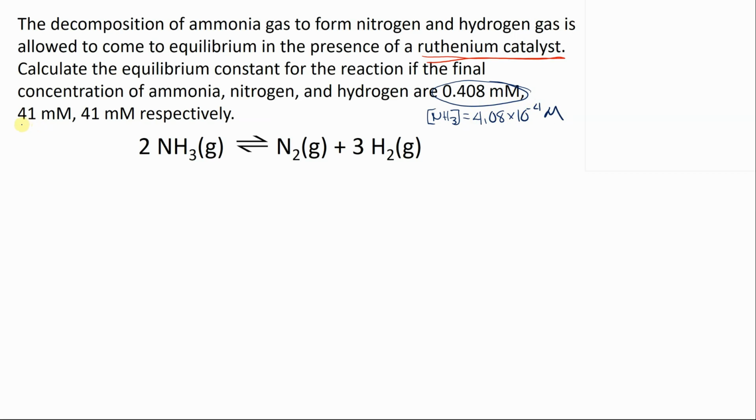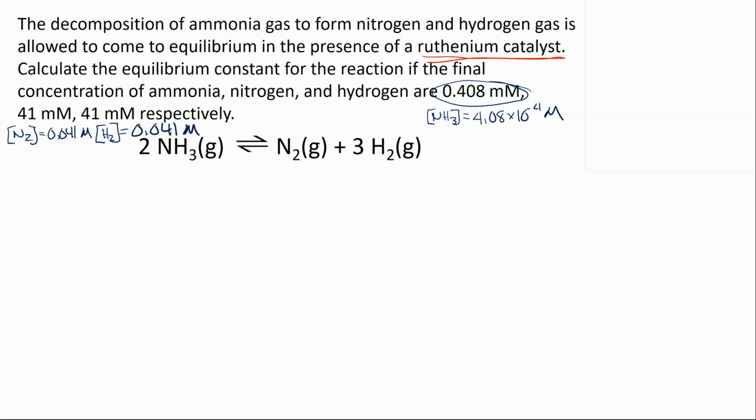These are the concentrations of nitrogen and hydrogen, and they're in units of millimolar as well. We need to change those to units of molarity, so this is 0.041 molar and 0.041 molar. So make sure all your units are in units of molarity if you're calculating equilibrium constants using concentrations.